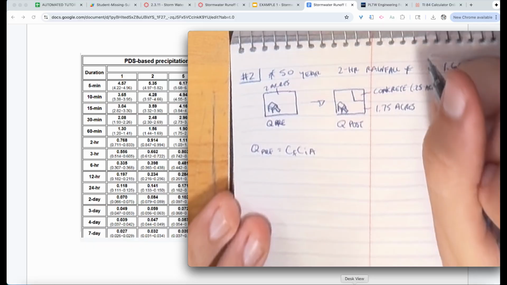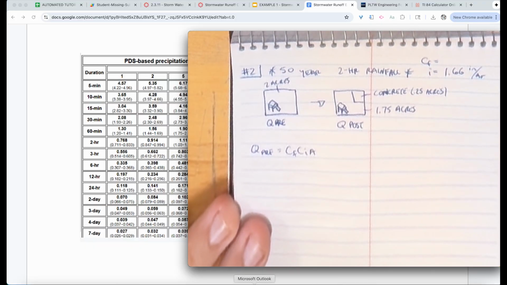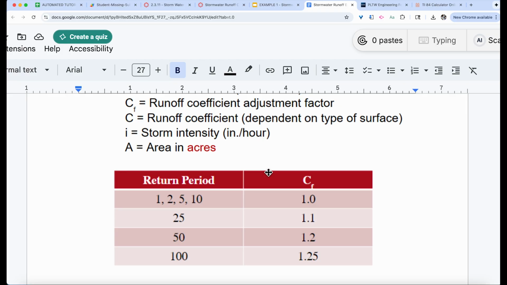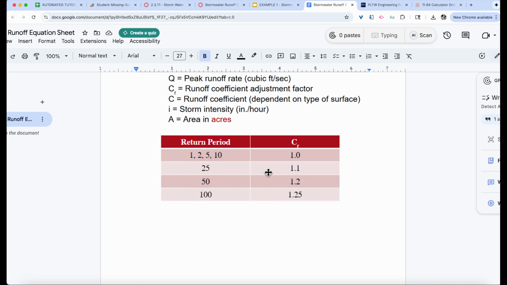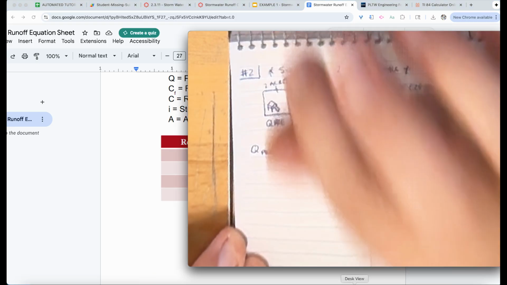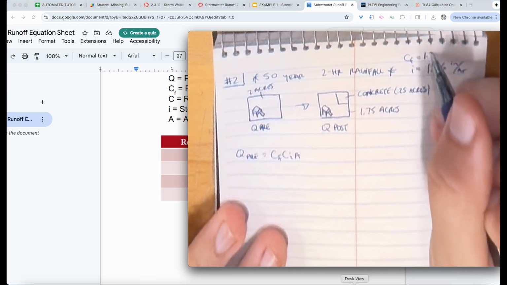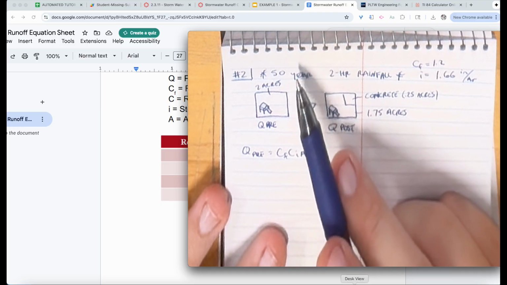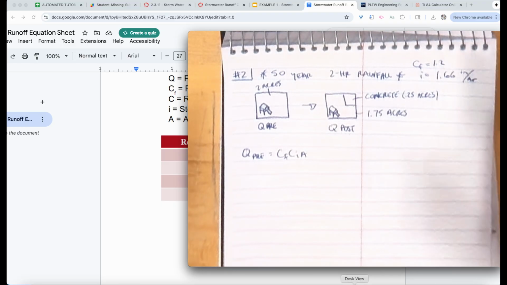Now also, we can look at our return period, so we can find the CF value, the good old runoff coefficient adjustment factor. We have a 50-year storm, so CF is going to be 1.2. And remember, for this entire problem, CF is going to be 1.2 and I is going to be 1.66 because we have a 50-year, 2-hour rainfall in Nashville, Tennessee.